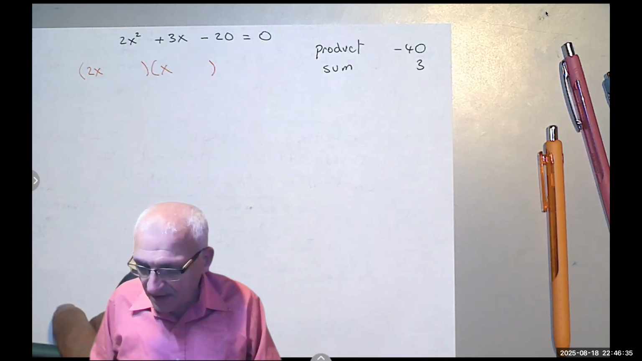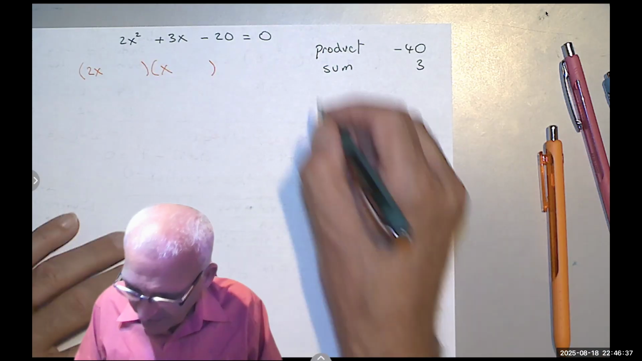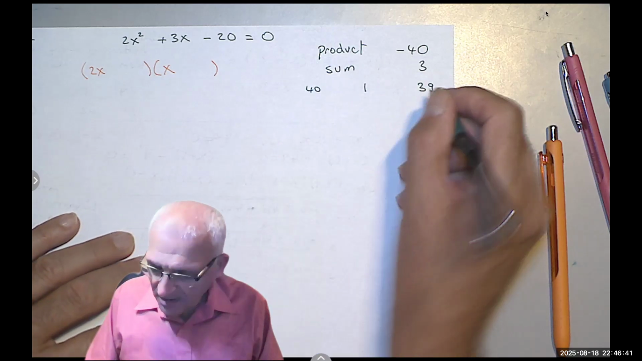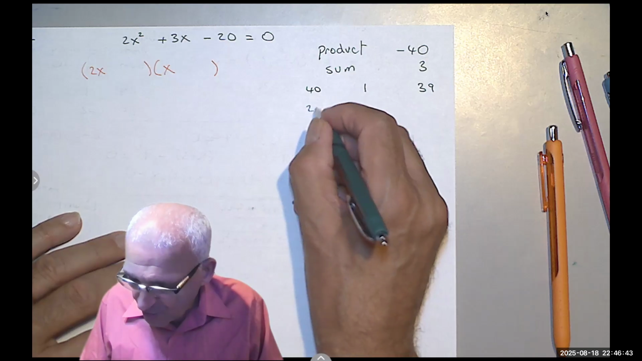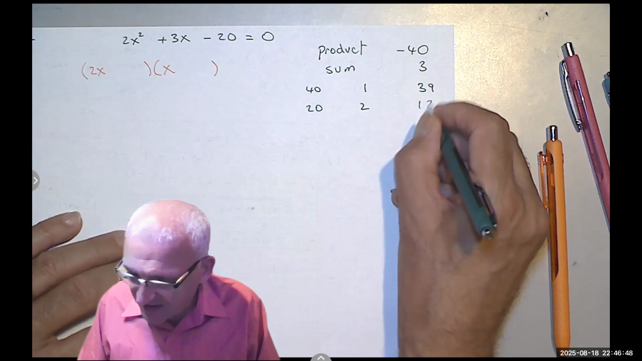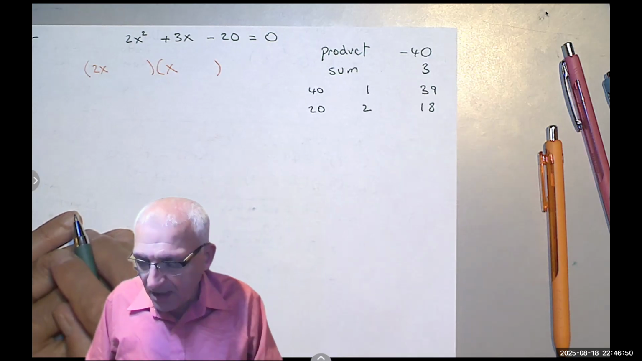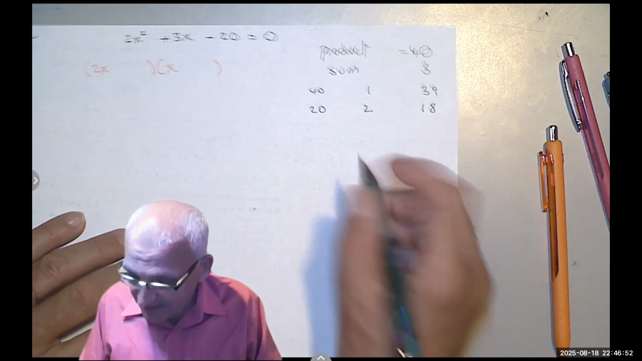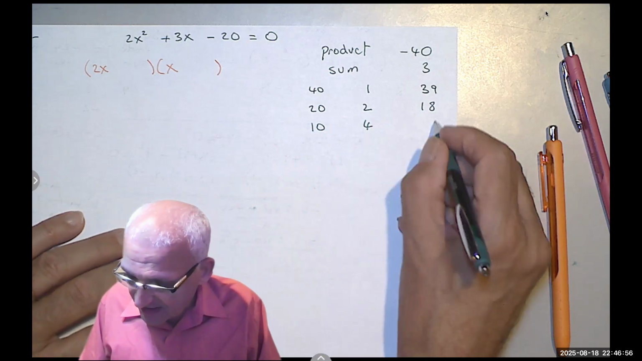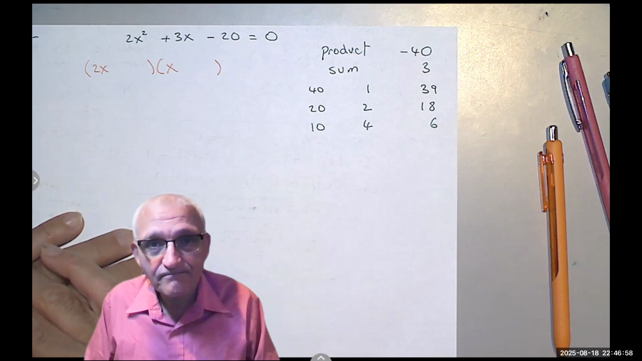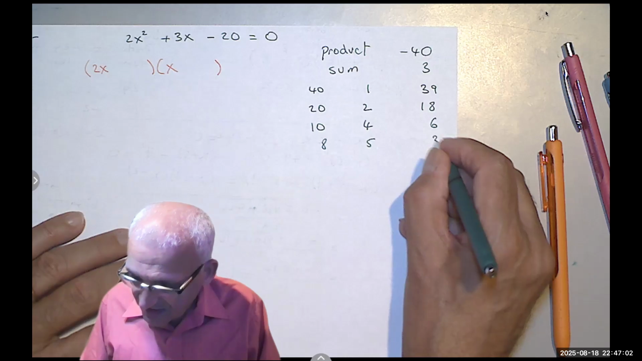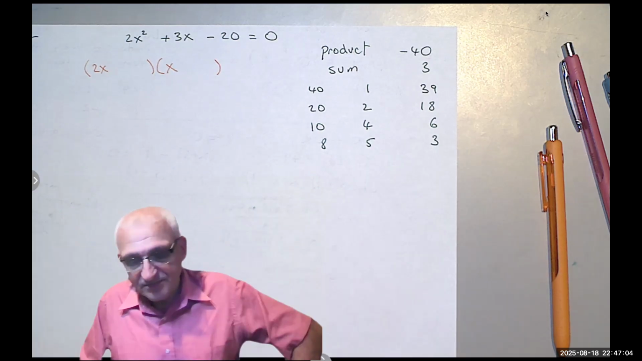Okay. So as we did last time, if I say 40 and 1, the difference is 39, too big. If I divide by 2, so I get 20 and 2, 20 times 2 is 40, difference is 18, still big. If I make that 10 and 4, the difference is 6, still big. And sure enough, if I make 8 and 5, the difference is 3, so 8 and 5.